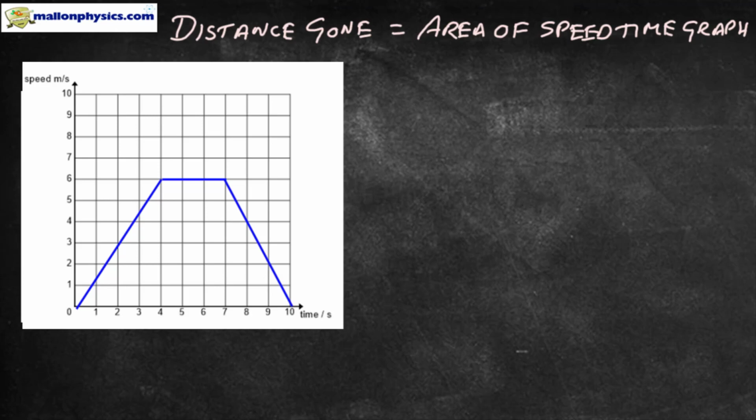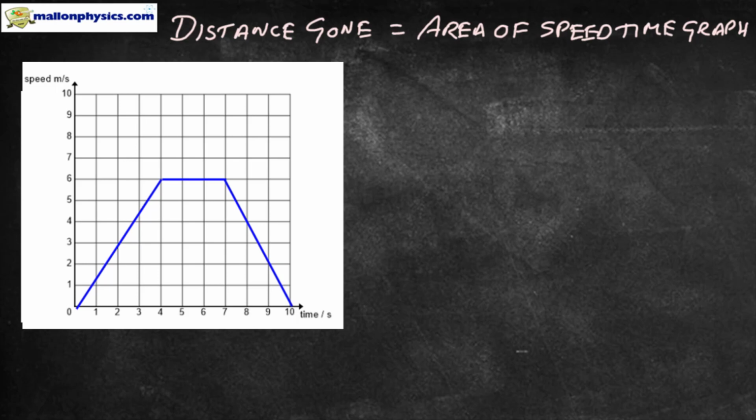The distance gone by a moving object can be found from the area of the speed time graph. Here's an example. We have an object's speed time graph, and that speed time graph is telling us the story of its motion. We can see that from 0 to 4 seconds the object accelerated from 0 to 6 meters per second. And for 3 seconds it travelled at a constant speed of 6 meters per second, and finally over the last 3 seconds of its journey its speed decreased from 6 meters per second down to rest at 0 meters per second. Now our job is to work out the area of that speed time graph, because that's going to give us the total distance gone by that object.